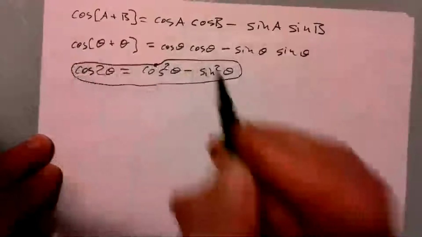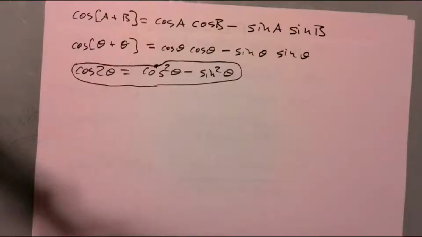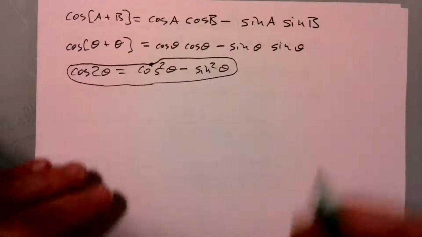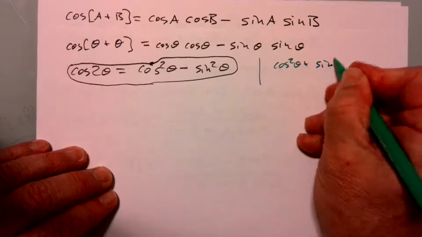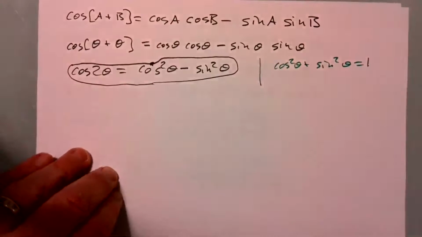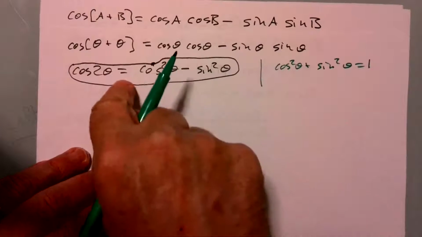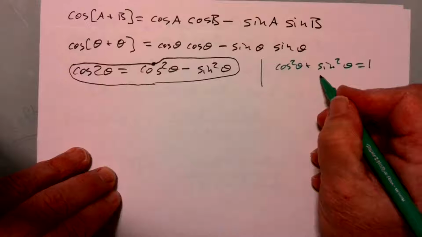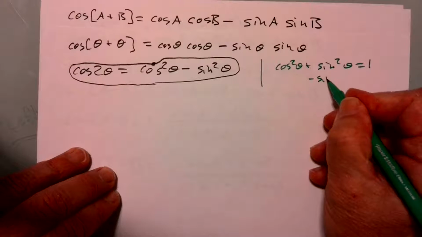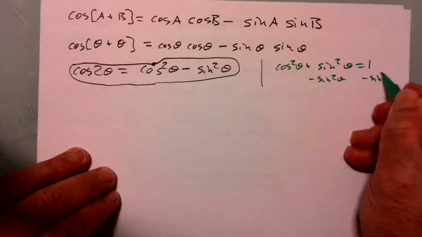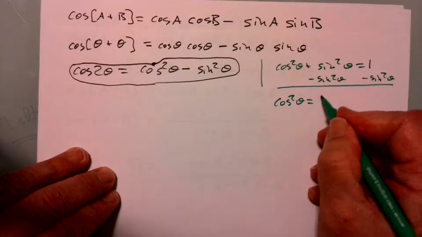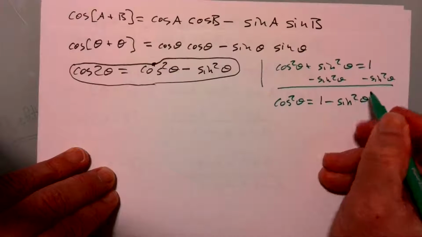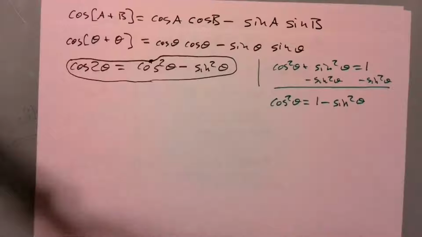Now, we can also generate some other identities from that because we have our Pythagorean identity. Our Pythagorean identity, of course, looks like this: cos squared theta plus sine squared theta equals 1. So we can generate other identities from the double angle using this fact. For example, if I solve for cosine squared theta, let's subtract sine squared theta from both sides. Then I get cos squared theta is 1 minus sine squared theta. Then I could plug that in for cos squared theta in this identity.